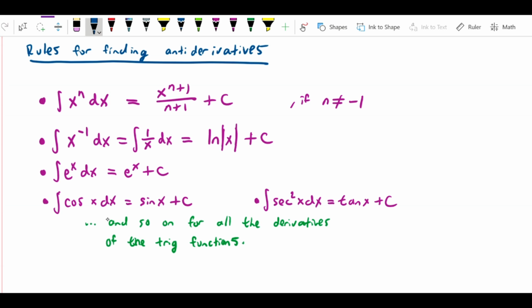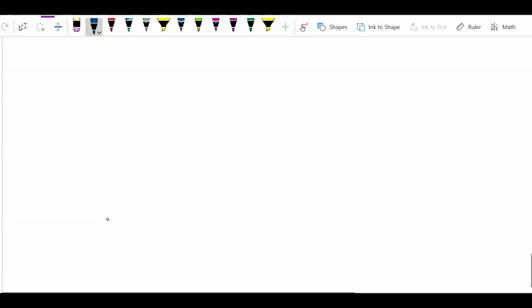And this goes on for all the trig derivatives that we know. If you know that some trig function or combination of trig functions is the derivative of some other trig function, you can just go backward and say that the antiderivative of that result is the original function. We'll do a couple of those examples as we go on. So let me go on to the examples of these rules.